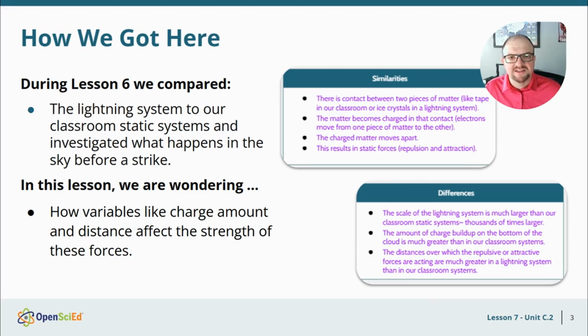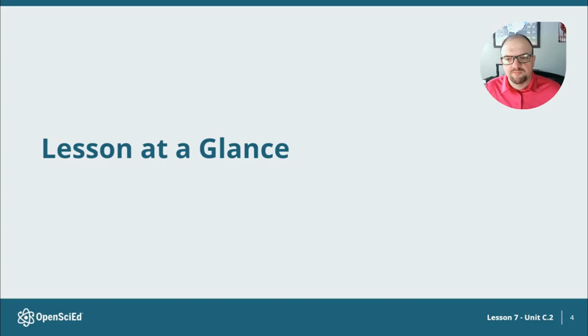In Lesson 6, students figured out the mechanism of how charging occurs in a cloud by determining that collisions between ice and water separate charge to the top and the bottom of the system or the cloud, which was similar to what they saw in their sticky tape investigation. However, they also realized that there is a massive difference in scale. That gap leaves us wondering, how do variables like the amount of charge and distance affect strength of those forces?